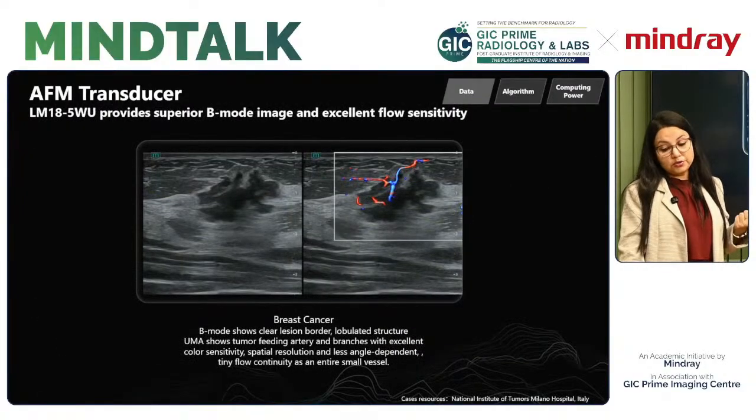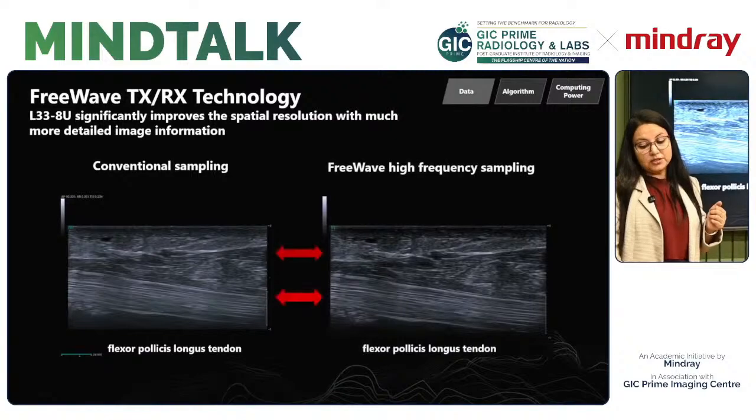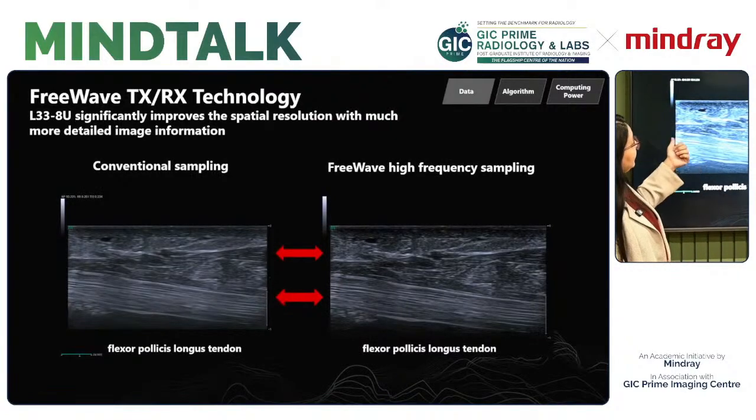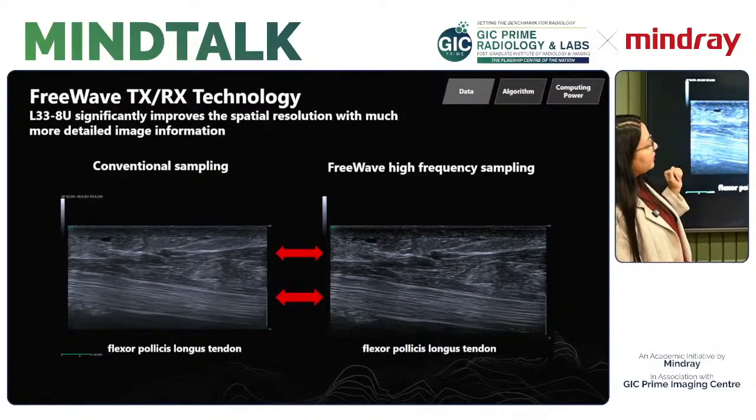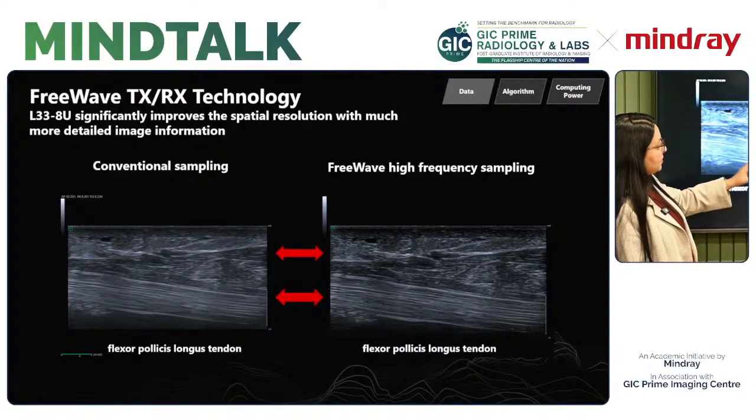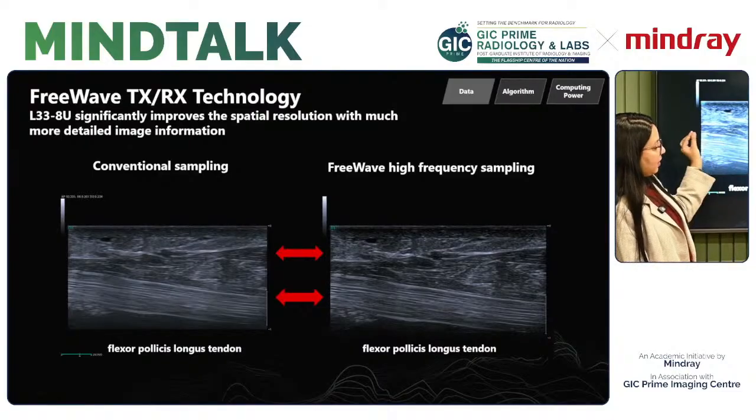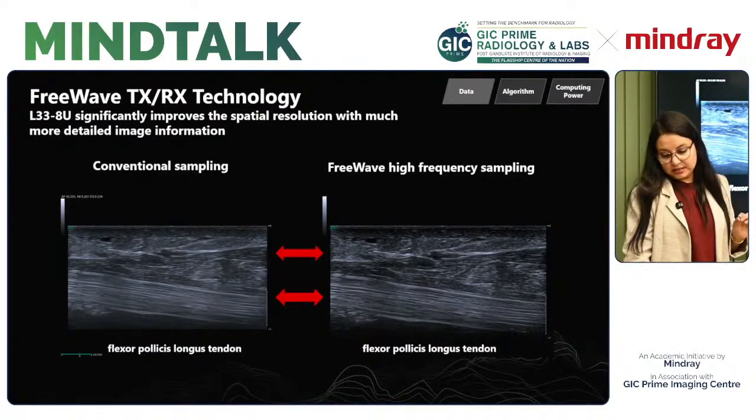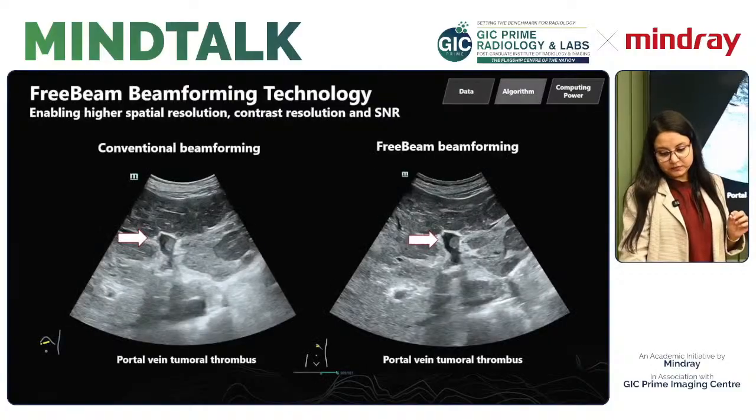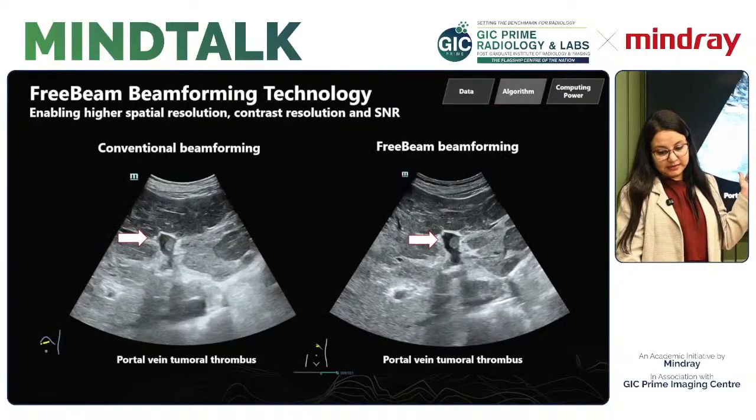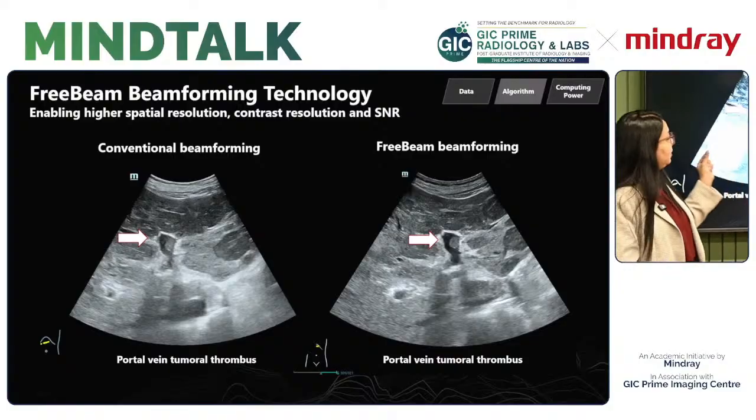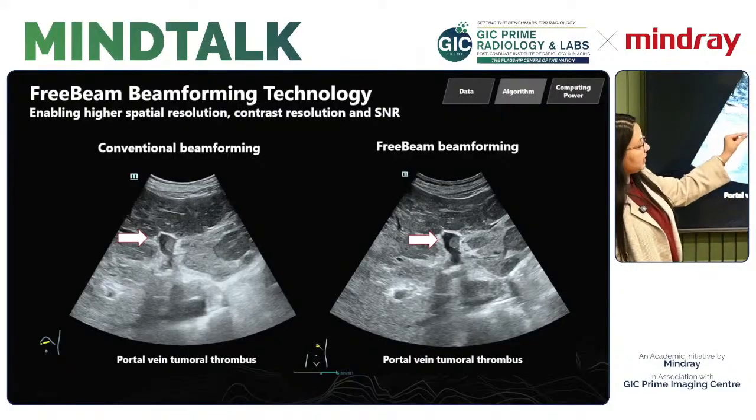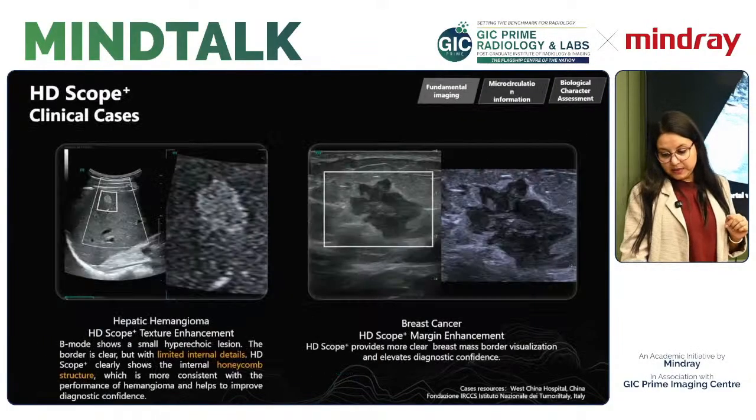And we have also come up with this matrix probe, which is from 5 to 80. So these are some images of the breast. With this free wave transmitting and receiving technology, you can see how conventional sampling is there and how the free wave high frequency sampling is there. So it shows the difference. All the fascicles are seen very clearly with this new technology. You can have a look at this as well. A small lesion in the portal vein is also seen very clearly with our free beam technology.